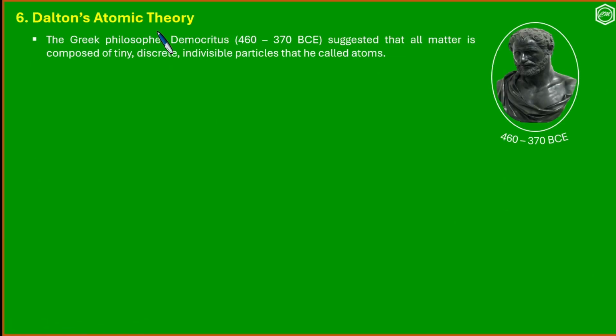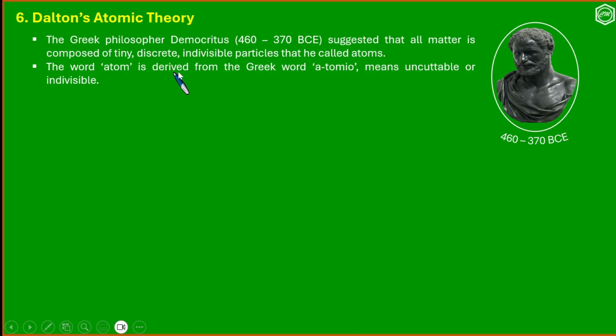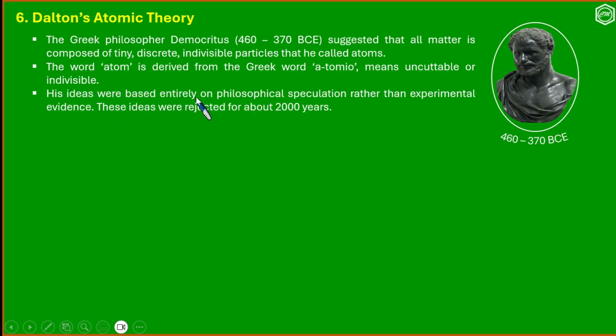Let us consider Dalton's theory in some more detail. The Greek philosopher Democritus, between 460 and 370 BC, BC meaning before Common Era, suggested that all matter is composed of tiny, discrete, indivisible particles that he called atoms. The word atom is derived from the Greek word atomos, meaning uncuttable or indivisible. His ideas were based entirely on philosophical speculations rather than experimental evidence. These ideas were rejected for about 2000 years.